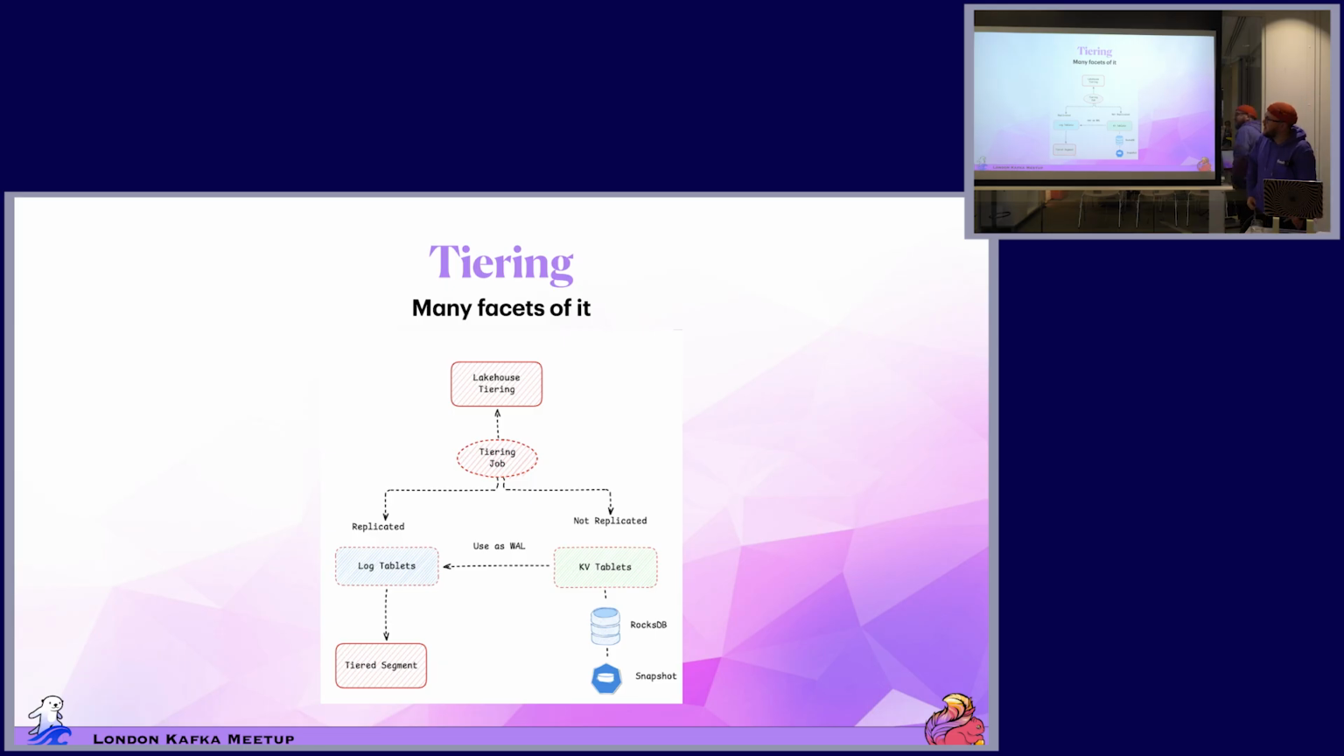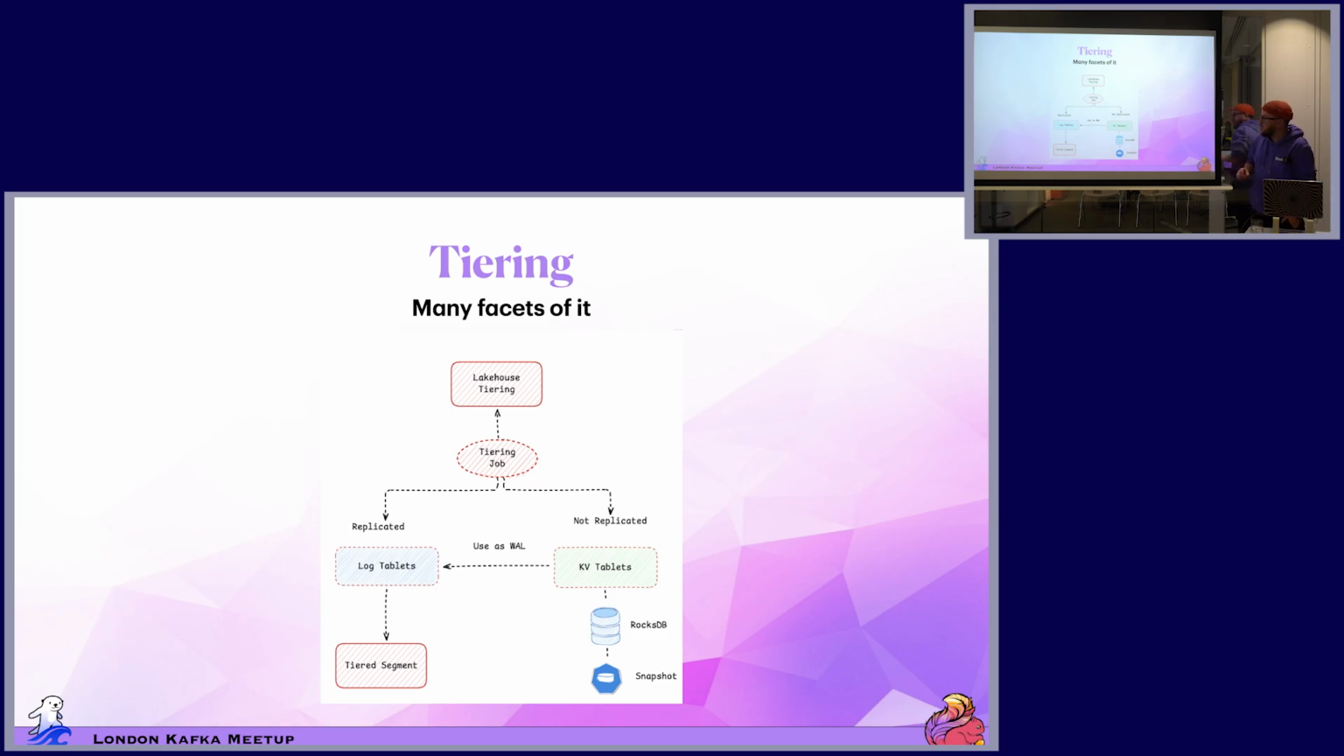So, tiering. As I said, there are multiple facets of tiering. There are log tablets that are rolled out on some basis to object storage as tiered segments that can be downloaded by need, and then they're used as a WAL for key value tablets, which are basically the base of your tablet tables. And as I said, log tablets are replicated, and key value tablets are not replicated.